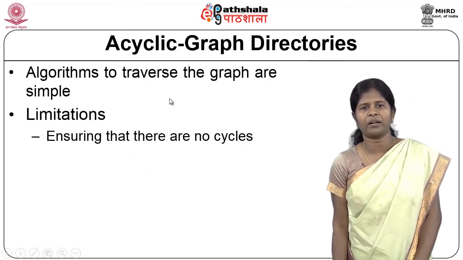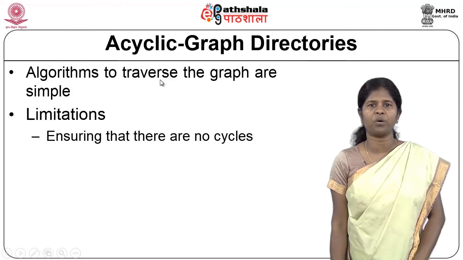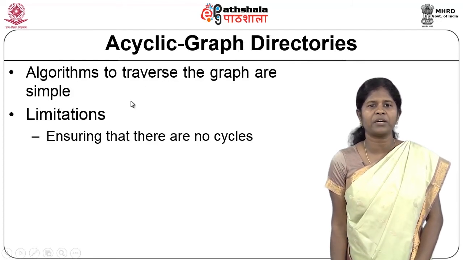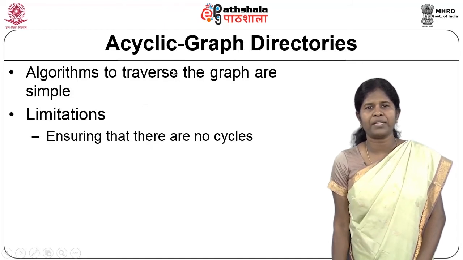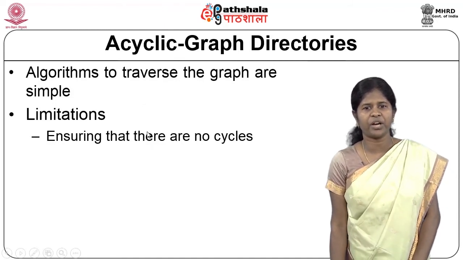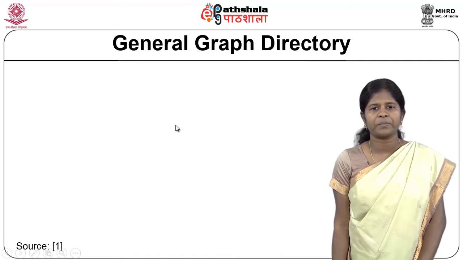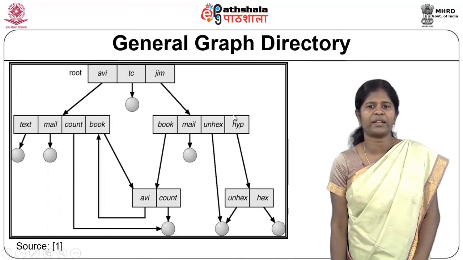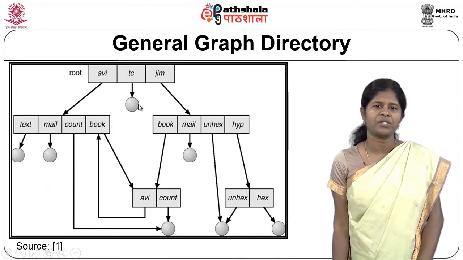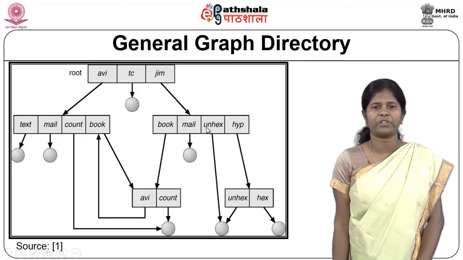Here, because it is an acyclic graph directory, there are no cycles involved. So, algorithms to traverse the graph are simple, but the limitation is that ensuring that there are no cycles is difficult. So, they went in for this directory called the general graph directory. In a general graph directory, it is also possible to have cycles.